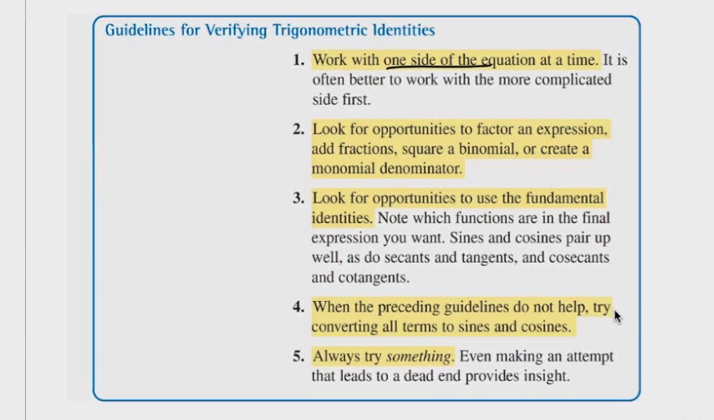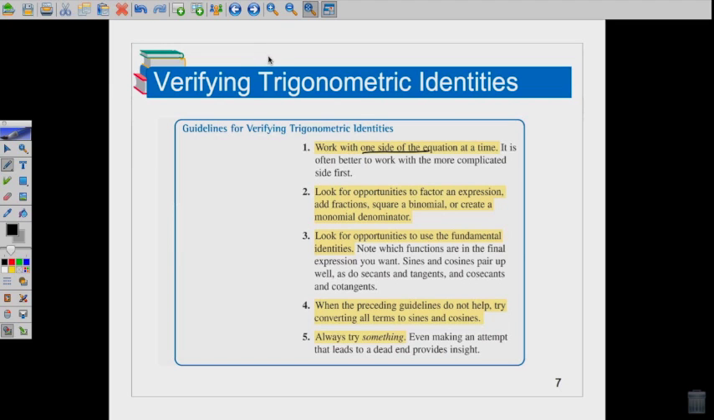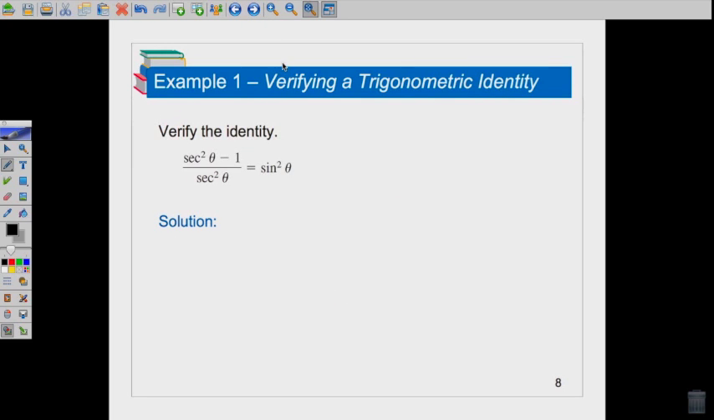When the preceding guidelines do not help, try converting all terms to sines and cosines. We'll look at an example where we do that. And then always try something. There is always something to do. There are so many different methods to doing these. And even if you go and go and go and realize that you're not getting anywhere, it still gives you some sort of information toward the next time. You'll think, okay, well, this type of idea is just going to bring me in circles. I know that, so why don't I try something different? Always try something.